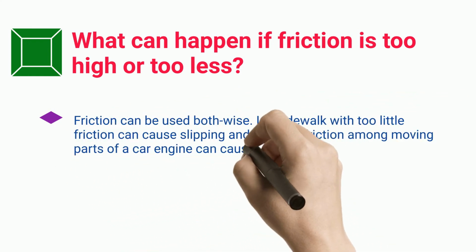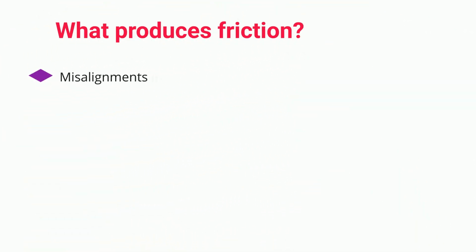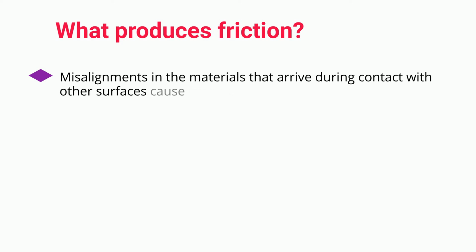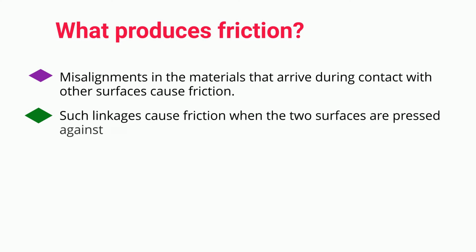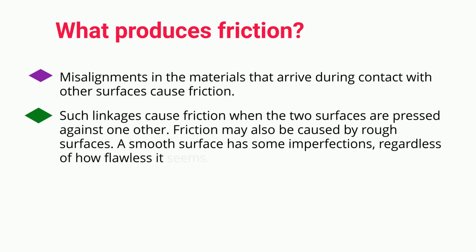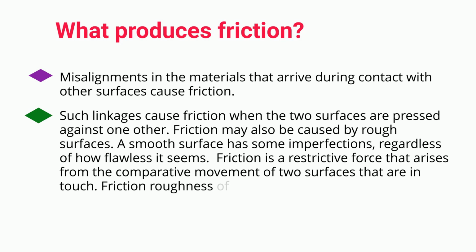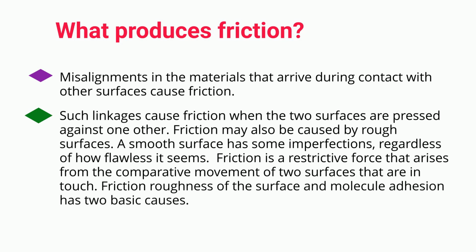What produces friction? Misalignments in the materials that arise during contact with other surfaces cause friction. Such linkages cause friction when the two surfaces are pressed against one another. Friction may also be caused by rough surfaces. A smooth surface has some imperfections, regardless of how flawless it seems. Friction is a restrictive force that arises from the relative movement of two surfaces that are in touch.